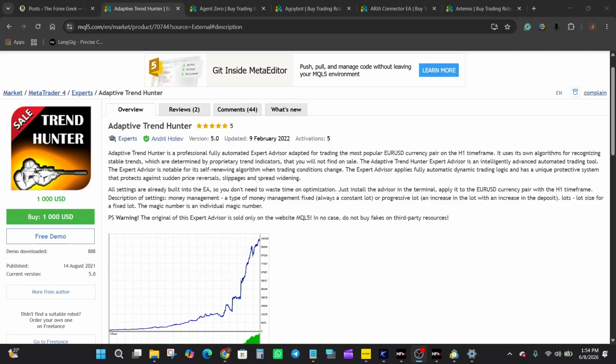So here we are on the MQL5 Marketplace page for Adaptive Trend Hunter, and this is an expert advisor developed by Andrei Holeev, and according to the marketplace information, it is designed specifically for MetaTrader 4. The current version shown here is version 5.0, and it was last updated in February 2022.